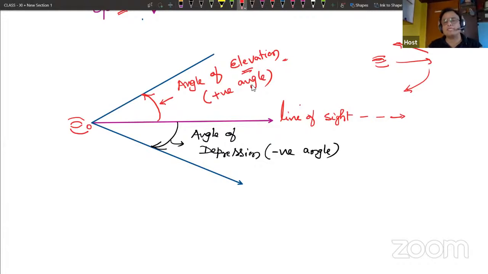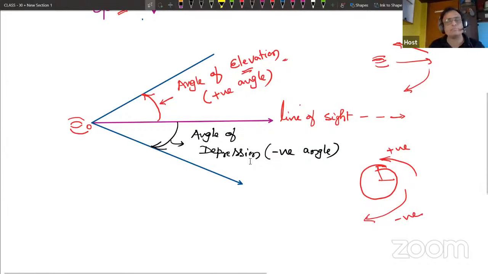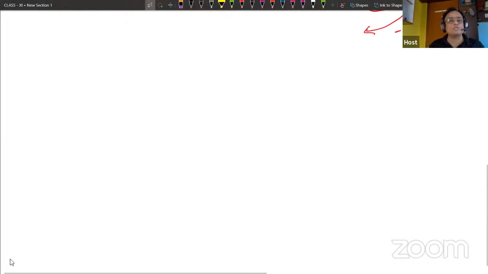So these are simple basic things. Or you can use a simple technique, the watch. In the watch, if you are measuring in anti-clockwise direction, it is called a positive angle. If you are measuring the angle in the clockwise direction, that is called a negative angle. Why is this most important for us? Why is this very important for us to learn in the straight lines?